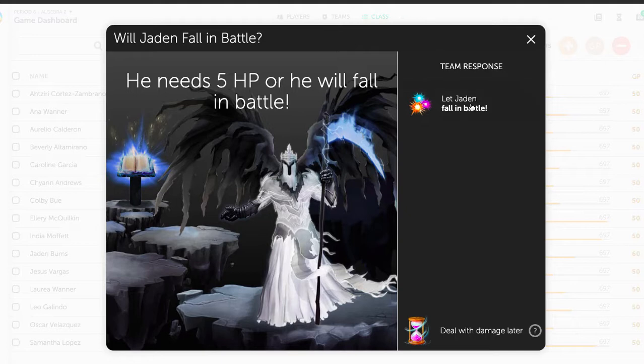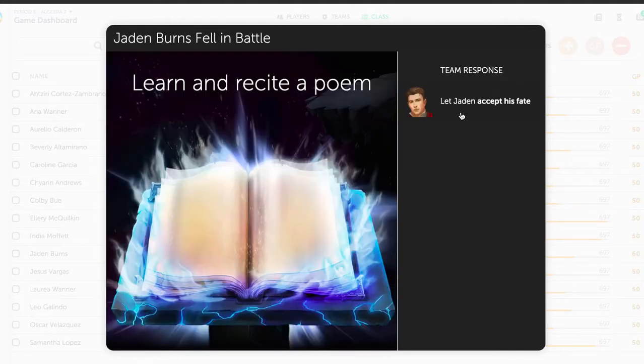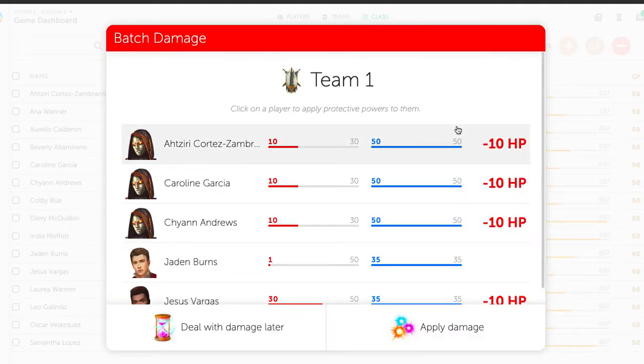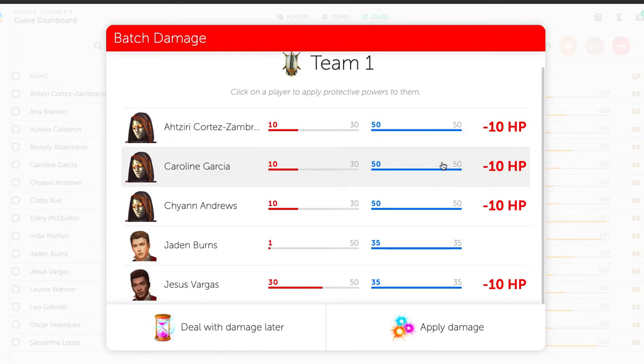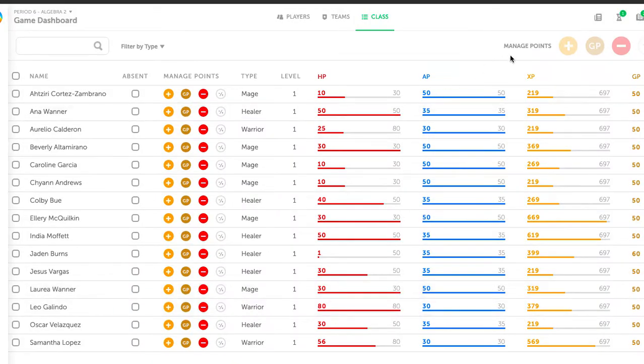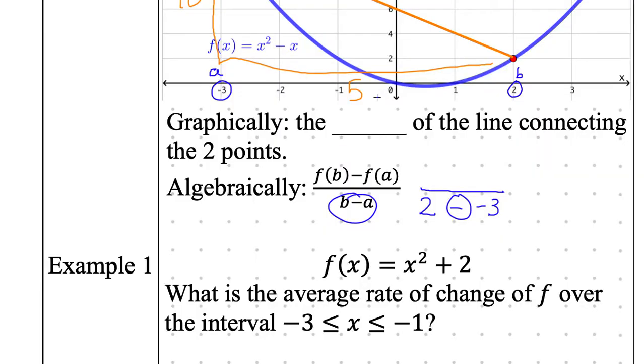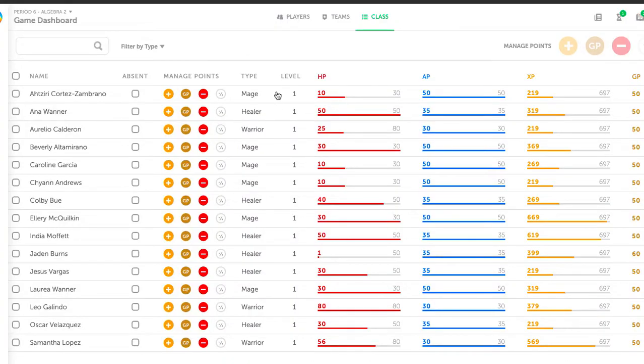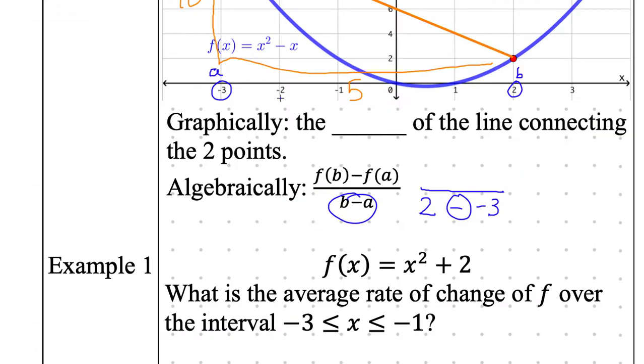Okay, so let's see what you gotta do. Jaden's done it. Ah, buddy. Looks like you're at home now. All right, I will learn and recite a poem. Wait, that already applied last time, so I'm not gonna do it again. The 10 HP has already been deducted from all of your team members before, so that's okay. You're still gonna die again unless someone heals you, Jaden. All right, I didn't know that you were marking.